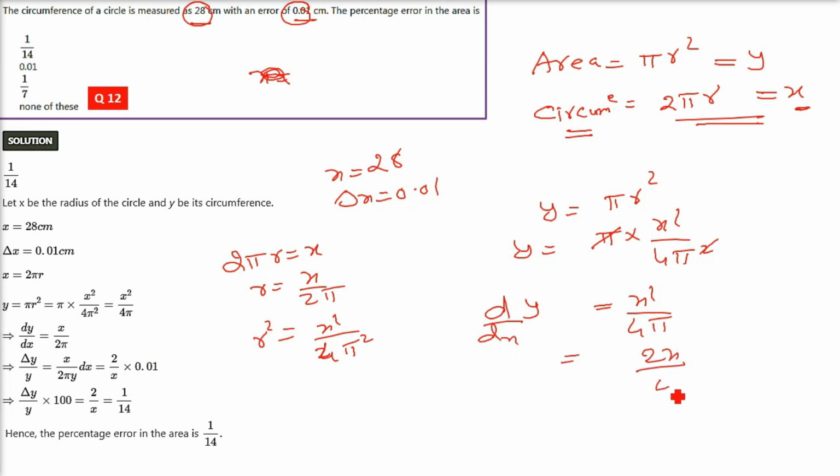Now we have dy by dx. So just differentiate it. It is 2x divided by 4 pi, so it is going to be x by 2 pi. So this is dy by dx. dx goes on the right. dy is equal to x by 2 pi into dx.